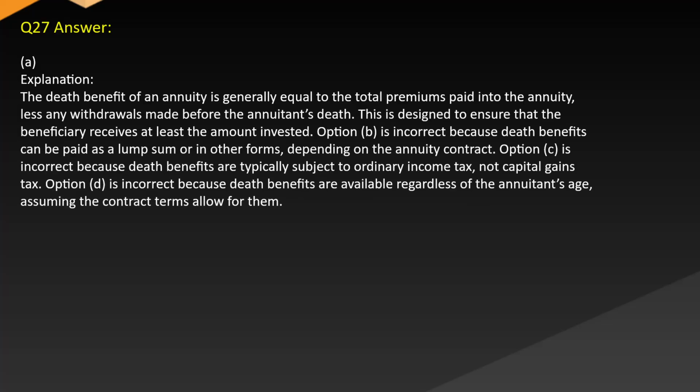Answer A. Explanation. The death benefit of an annuity is generally equal to the total premiums paid into the annuity less any withdrawals made before the annuitant's death. This is designed to ensure that the beneficiary receives at least the amount invested. Option B is incorrect because death benefits can be paid as a lump sum or in other forms depending on the annuity contract. Option C is incorrect because death benefits are typically subject to ordinary income tax, not capital gains tax. Option D is incorrect because death benefits are available regardless of the annuitant's age, assuming the contract terms allow for them.